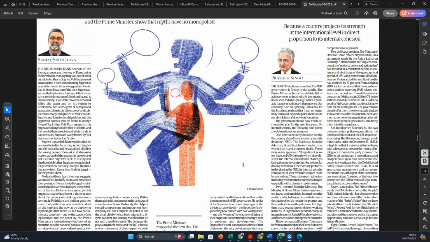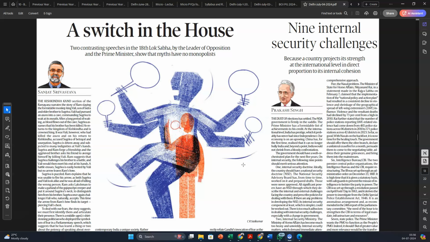Then the next article is again a very good article. You can probably cut it and keep it, because it discusses, in any case, when it comes to any kind of internal security reforms, especially police reforms, there is a case that you need to note, which is called the Prakash Singh case, which talks about the police reforms. This is something that you should already know, or will get that information when you read about internal security and police reforms. But in general, Prakash Singh is a doyen in the police, in the architecture of internal security of India. He was the DGP of UP as well as Assam.